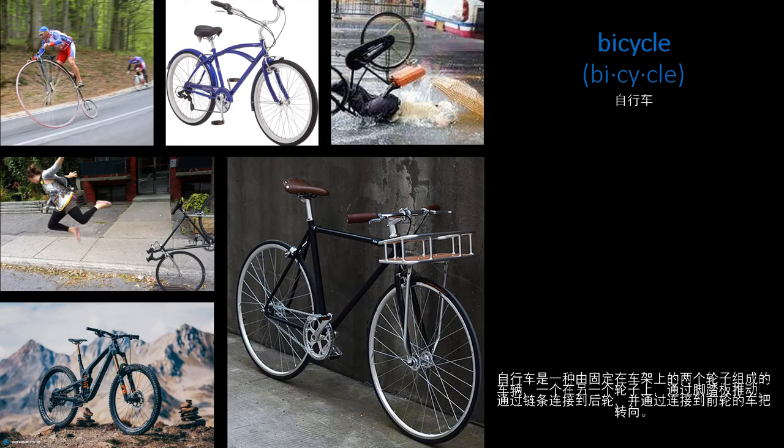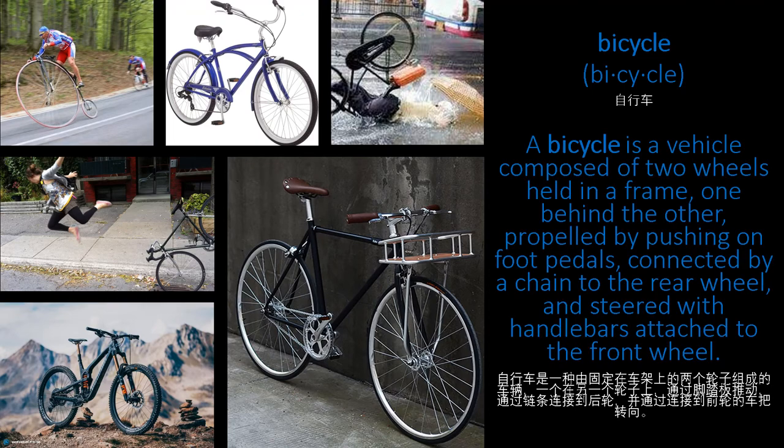Bicycle. A bicycle is a vehicle composed of two wheels held in a frame, one behind the other, propelled by pushing on foot pedals connected by a chain to the rear wheel and steered with handlebars attached to the front wheel.